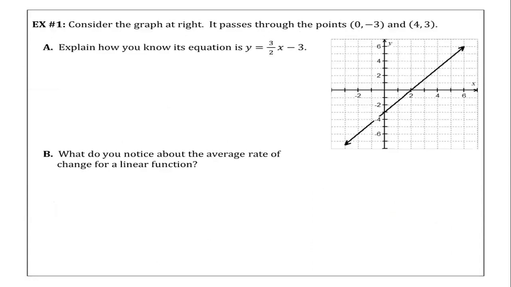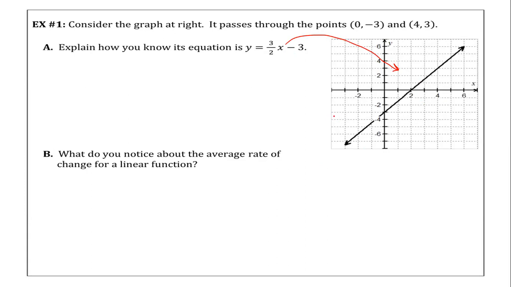Okay, so we're going to look here. Consider the graph at the right. This is going to be kind of an Algebra 1 review, so if it feels like I'm going fast, it's because it should be Algebra 1 review. Here we have this linear equation, 3/2 x minus 3. Agree? How do I know that this is the equation for this line?